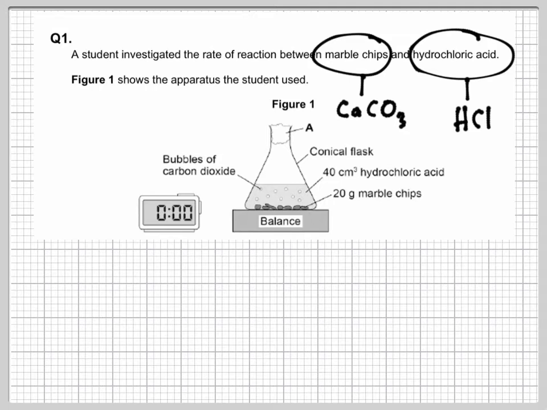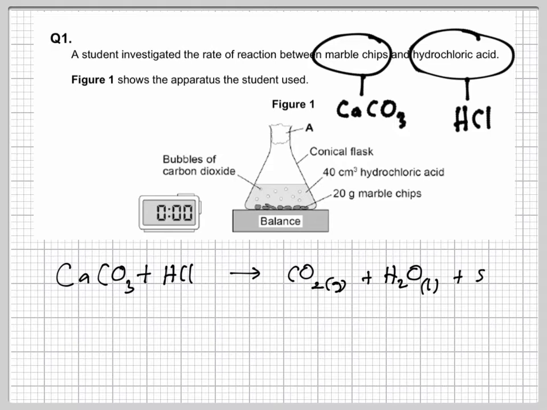So the equation would look like this. Calcium carbonate, CaCO3, hydrochloric acid, produces carbon dioxide, which is a gas, water, which is a liquid, and of course the salt, which is going to be dissolved in the water. In this instance, the salt is going to be calcium chloride. Including my state symbols, and of course to balance the equation I simply have to put a 2 there.